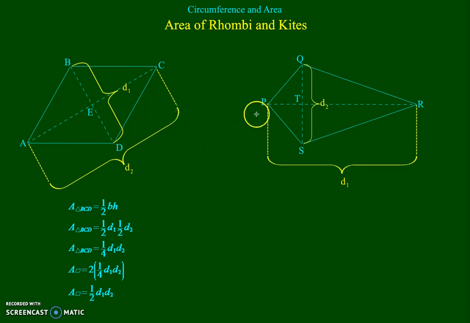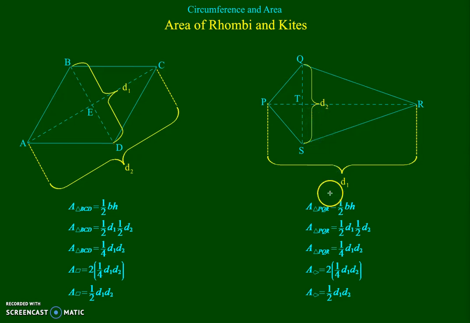Just as in a rhombus, the kite has 2 diagonals. And in this case, we could find the area of this kite by finding the area of this upper triangle and multiplying it by 2, because as we studied kites, we learned that this upper triangle was congruent to that lower triangle. So the area of this times 2 equals the area of the entire kite. So let's go ahead and take a look at the derivation of this area formula.